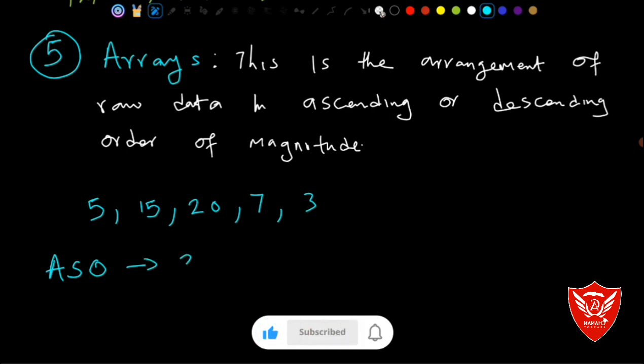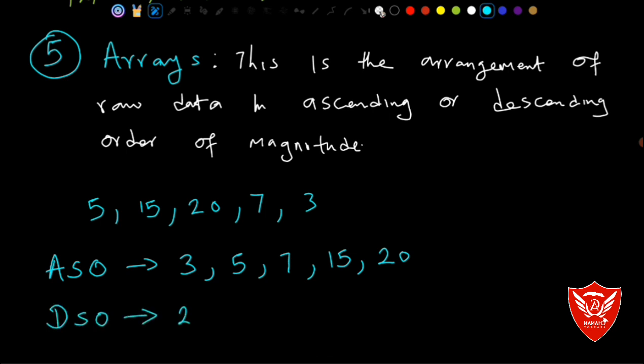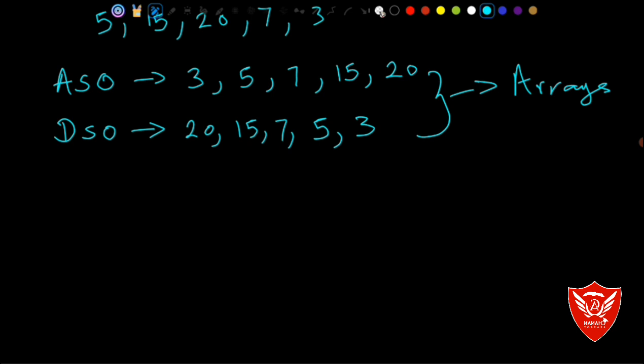in other words, 3, 5, 7, 15, 20. So ascending order, it's going up from the smallest to the biggest. Or you make it descending order. It becomes 20, 15, 7, 5, 3. So this is an array. Both of these arrangements are known as array. All right, let's look at the next one.